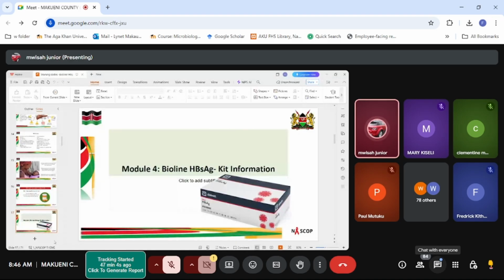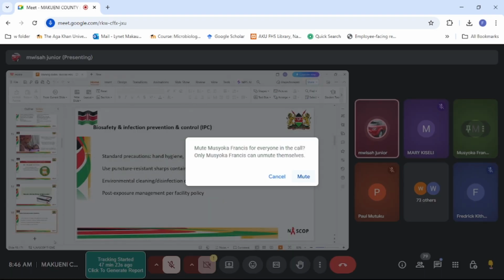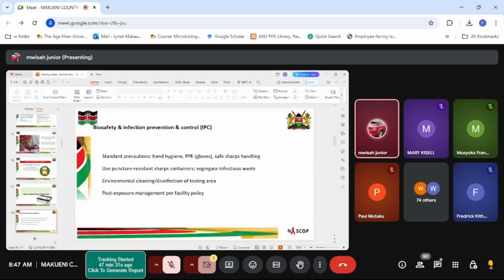Then now we move to the kits, where our lab work now begins. I hope all facilities received this kit, the Abbott kit. It was just brought by KEMSA some 2-3 weeks ago. So biosafety and infection prevention control, that is IPC. Standard precautions are hand hygiene, PPE, safe sharps sampling, use puncture-resistant sharps containers, segregate infectious waste, environmental cleaning or disinfection of the testing area, and post-exposure management per facility policy.